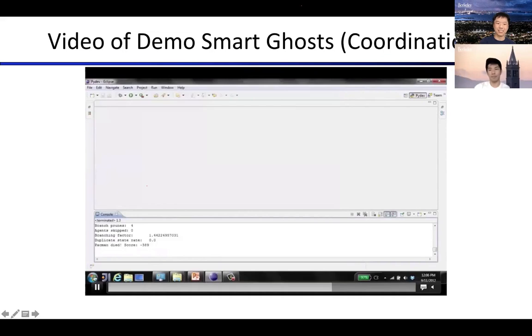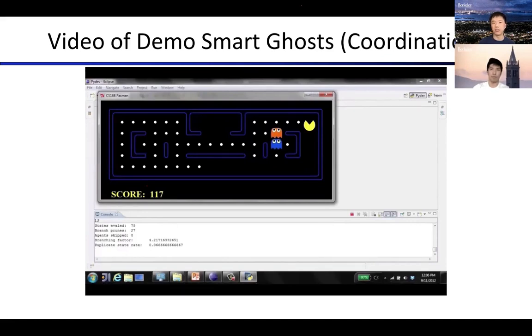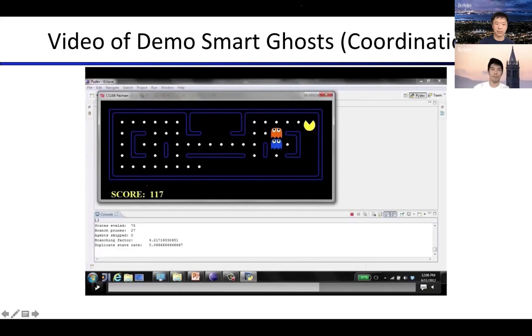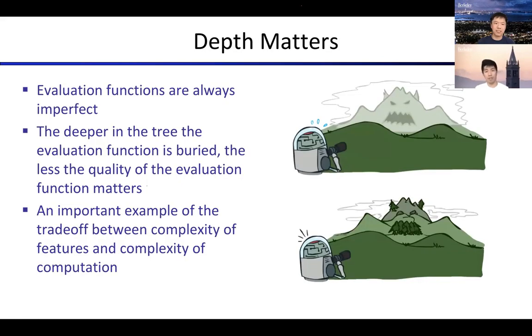As we can see here, even though the two ghosts don't actually communicate strategy with each other, because they're minimizing the same utility function, they're able to form a coordination strategy. By basically one going to the top and one going to the bottom, cornering the Pac-Man and capturing it.